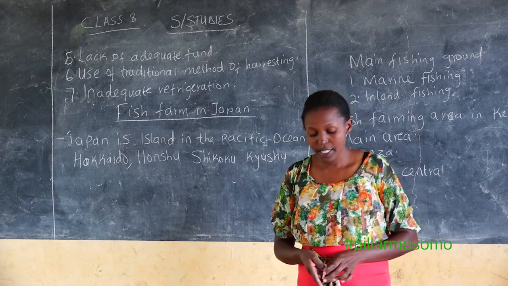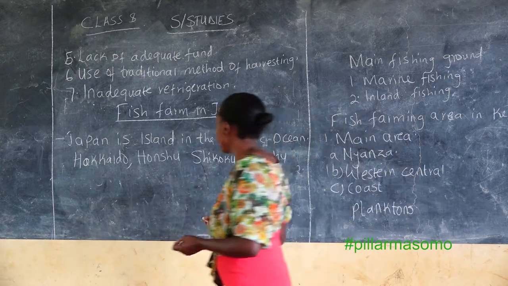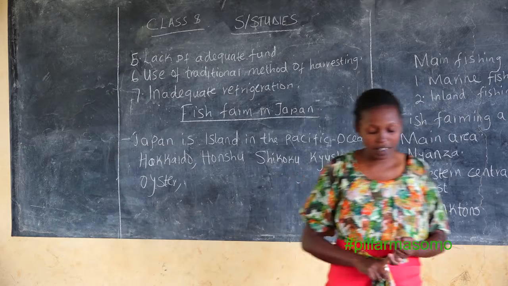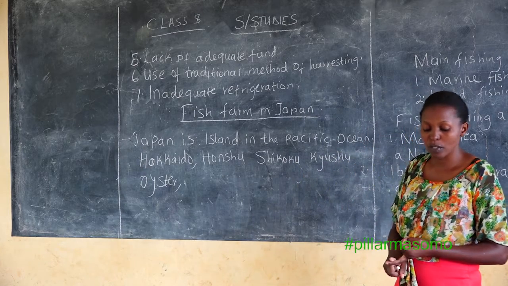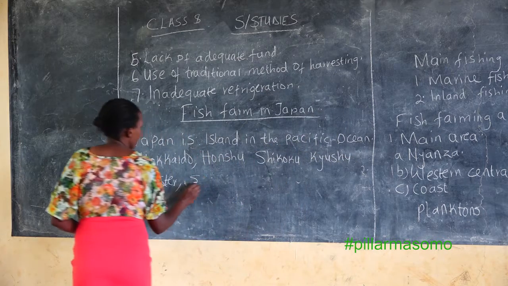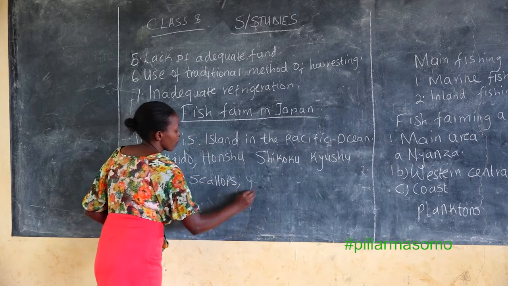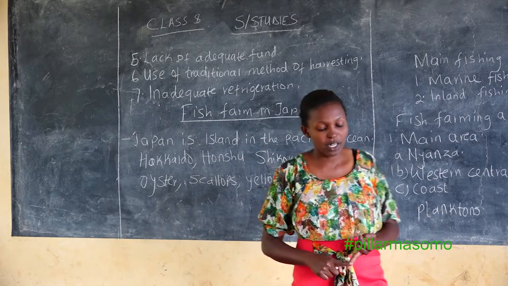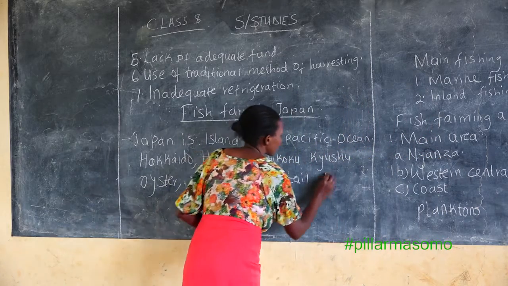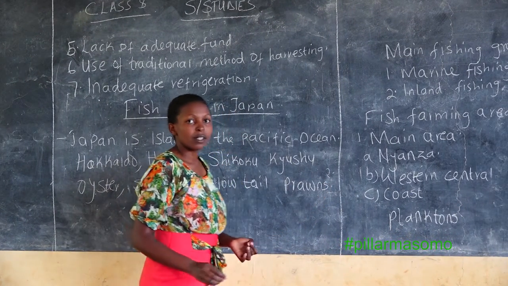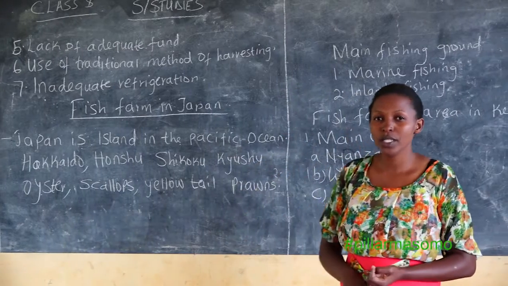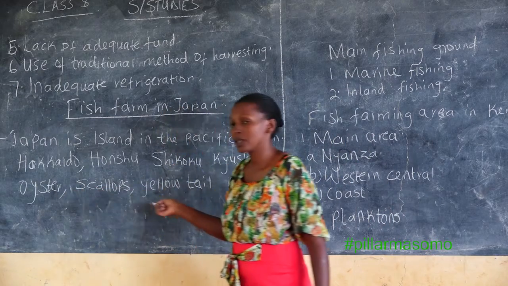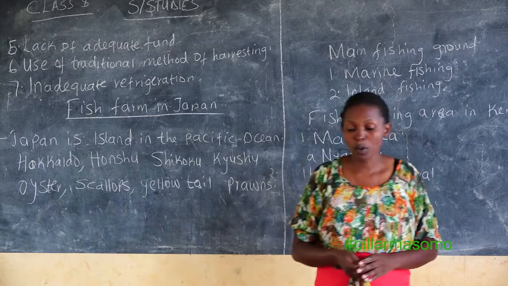The fish bred in the seas include, the first one, I'm going to write it, the oyster. Then we also have the scallops. We have the prawns and also the yellowtail. Remember, these ones are the figurines which are introduced in the shallow places of the sea. We have the oyster, the scallops, the yellowtail, and also the prawns.